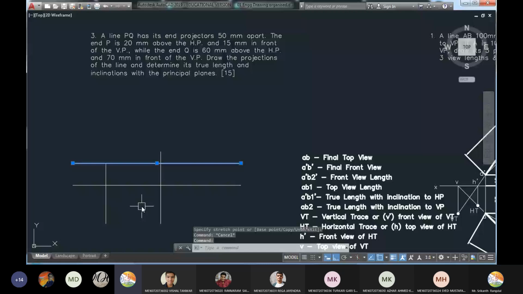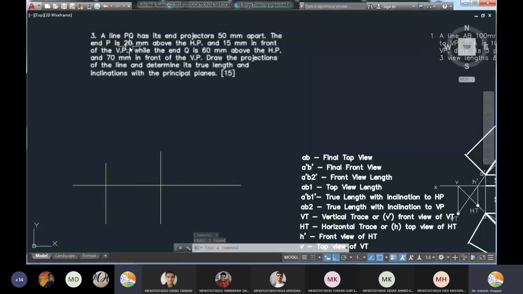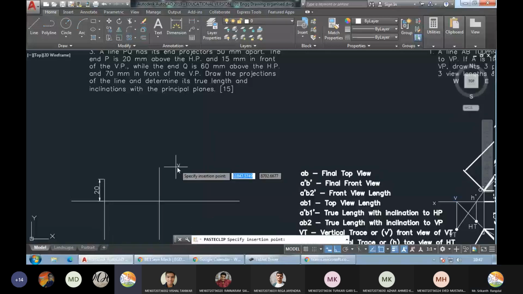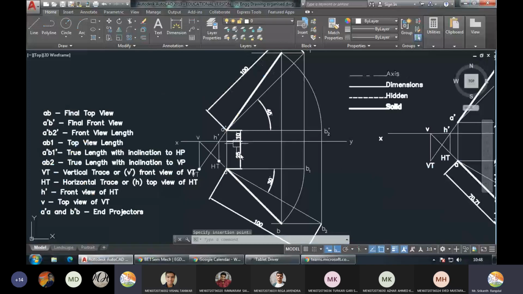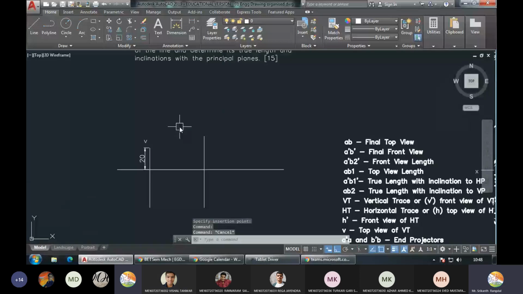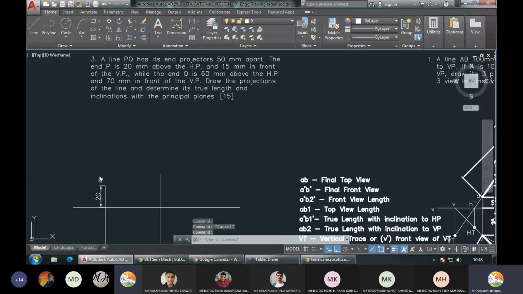Next, end P is 20 mm above HP. So I've taken it above HP. How much above HP? 20 mm above HP. I can put the dimension here. It is 20 mm above HP. What should be the name of this point? Let us watch here in the master diagram. This point is called A dash, but here our line is not AB. Our line is PQ, so this should be P dash.